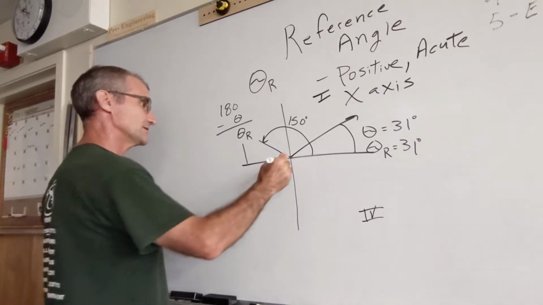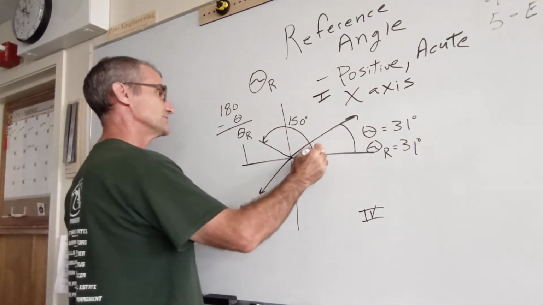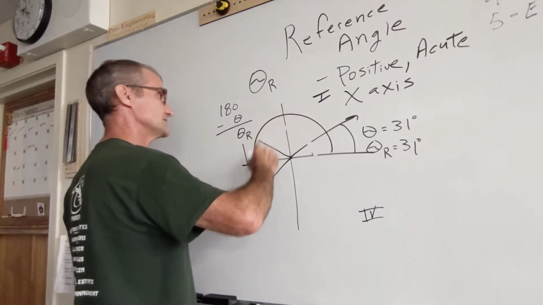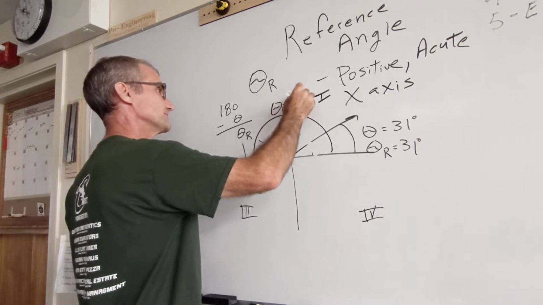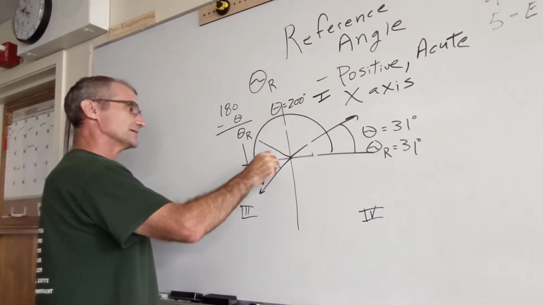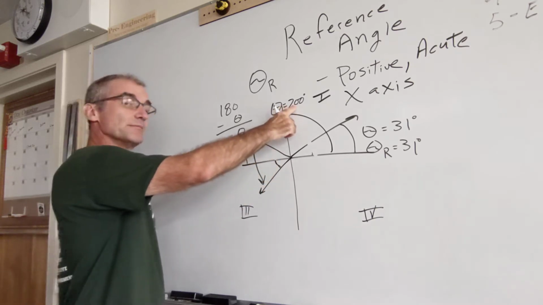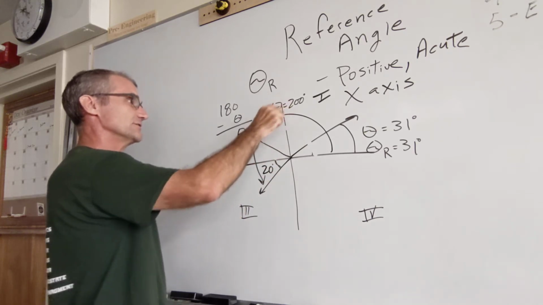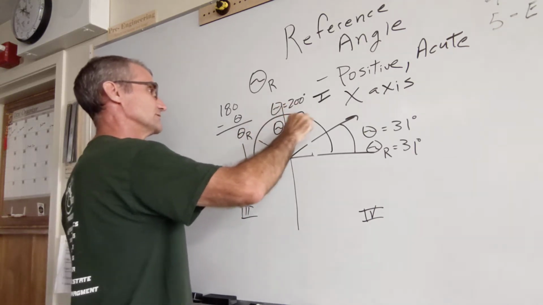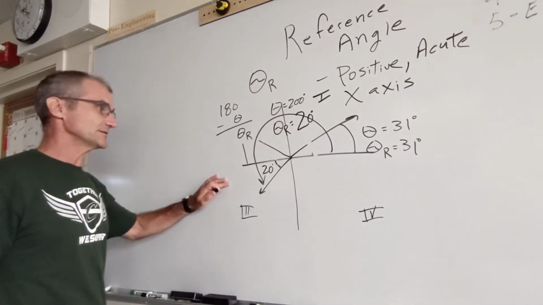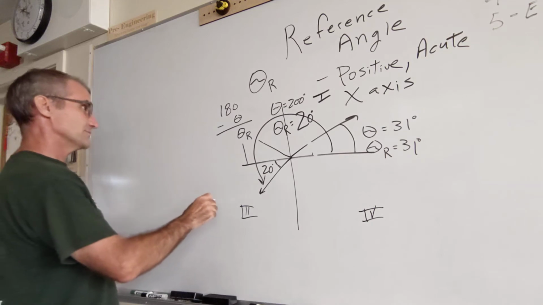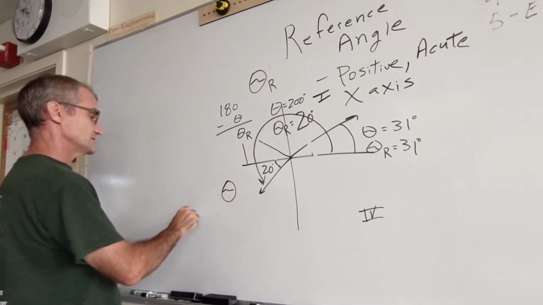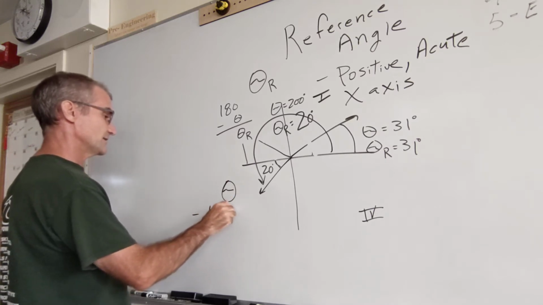Down here in the third quadrant, let's say now I rotate around 200 degrees. So I start on the x-axis, I rotate 200 degrees, theta is equal to 200. Then my reference angle, always back to the x-axis, would be 200 minus 180, or 20 degrees. So if my angle theta is 200, theta sub r is equal to 20 degrees. So in the third quadrant, you take your angle, 200 degrees, you subtract 180 degrees from it, and that'll give you your reference angle.